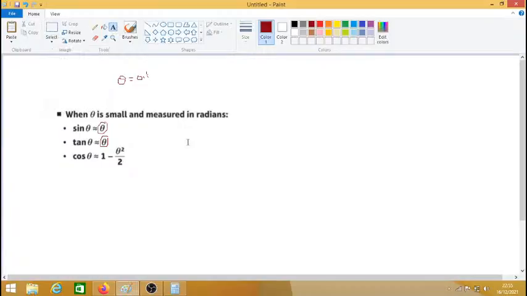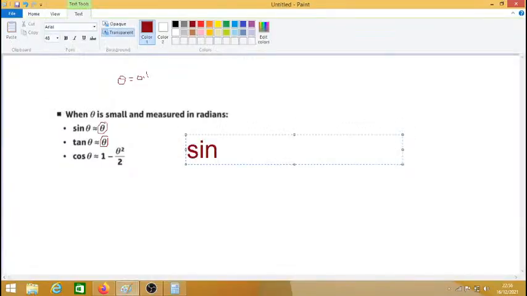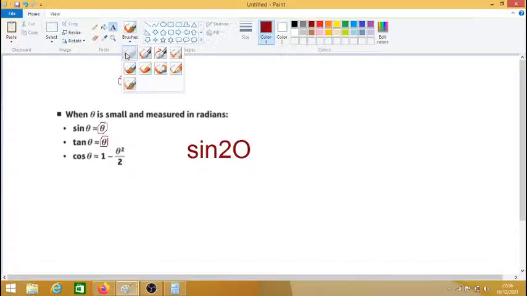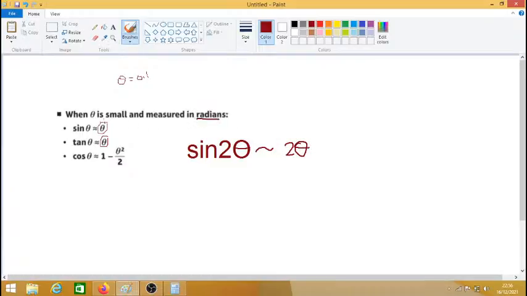It looks harder, but it's still just as easy if I replace theta with 2 theta, or 3 theta, or 4 theta, whatever you like. Because all we're saying is that the sine of the angle is just like the angle itself, the sine of 2 theta would just be 2 theta. Remember, this only works in radians, and it only works for when the angle is small.